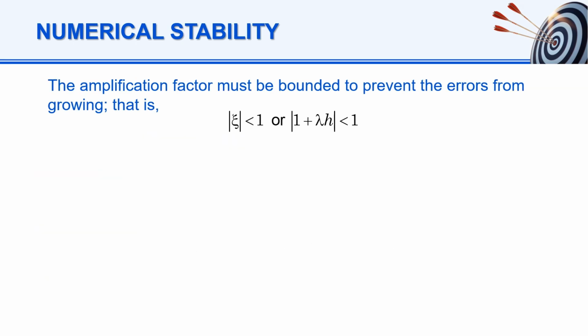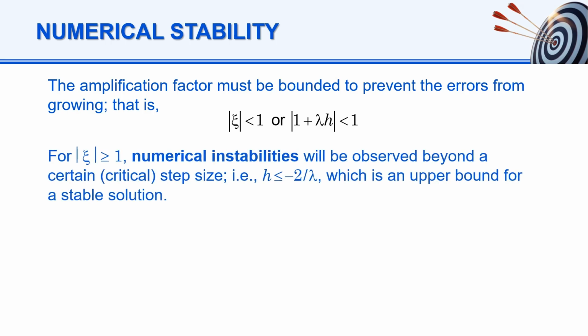The amplification factor must be bounded to prevent the errors from growing. That is, the absolute value of xc should be less than 1. For values greater than or equal to 1, numerical instabilities will be observed beyond a certain critical step size, i.e., h less than or equal to -2 over lambda, which is an upper bound for a stable solution.